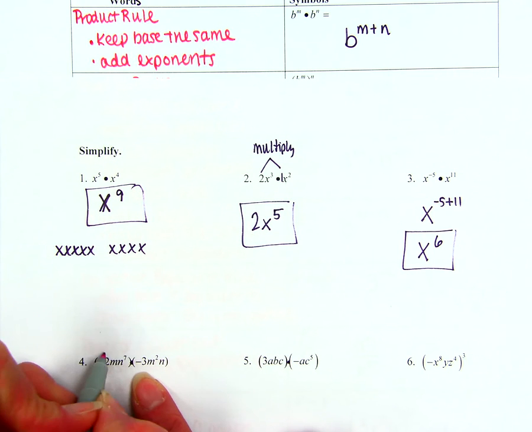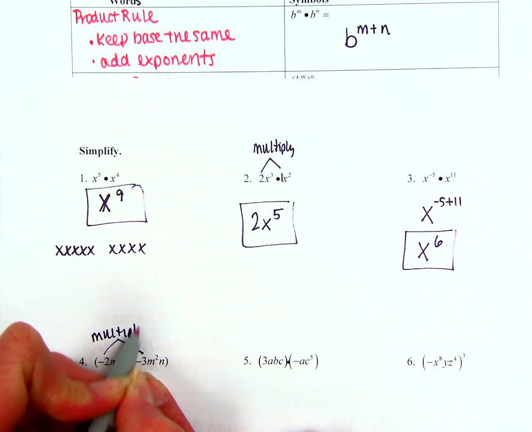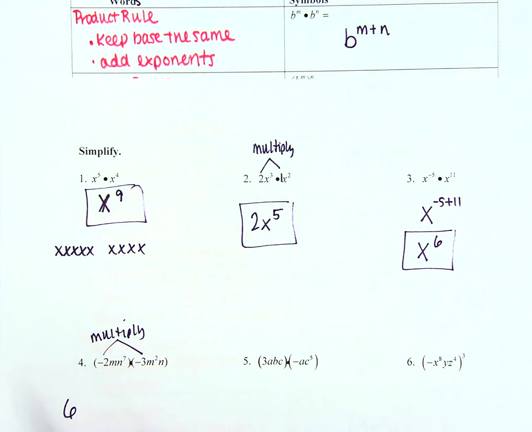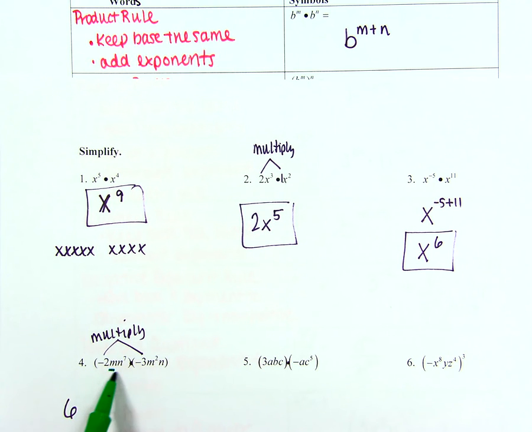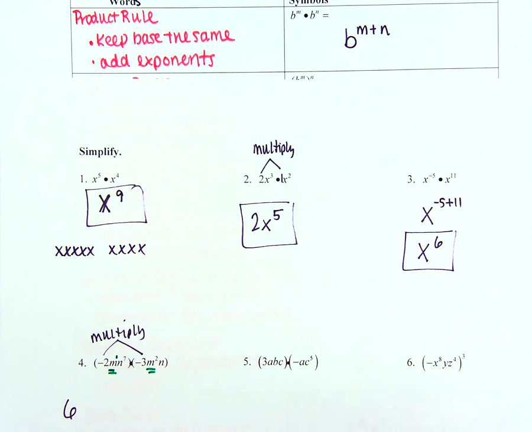Keep your coefficients, right? -2 times -3, we're going to multiply those. And if you multiply, you get 6. And then if you look at your m's, we've got m times m squared. Now it's really just m to the first. Okay, so that 7 that you see there is only applied to the n. So if I add 1 plus 2, I get m to the third.